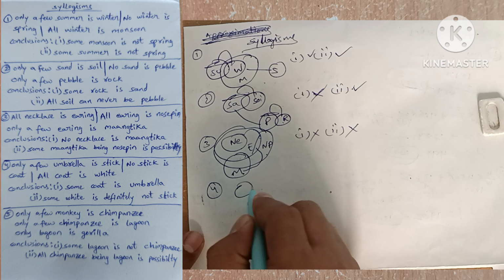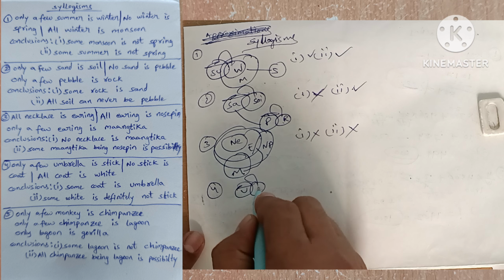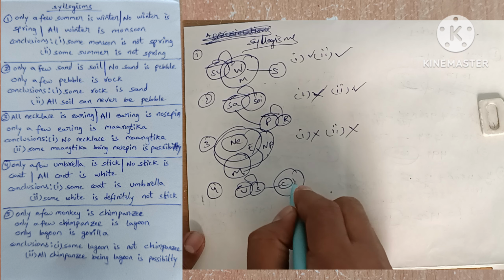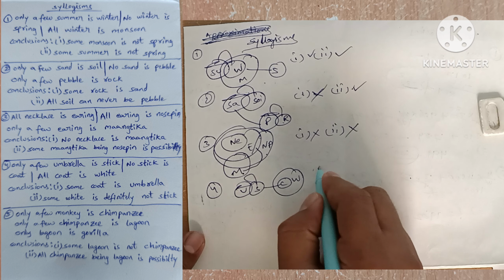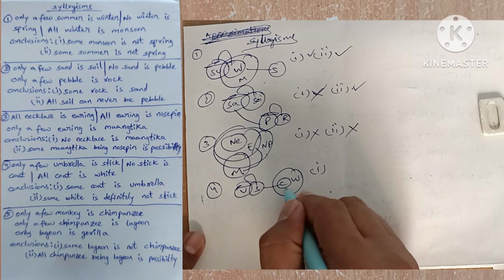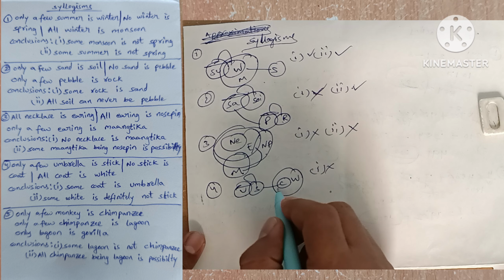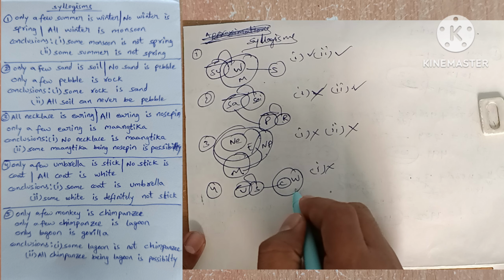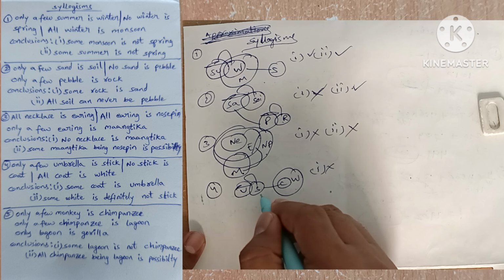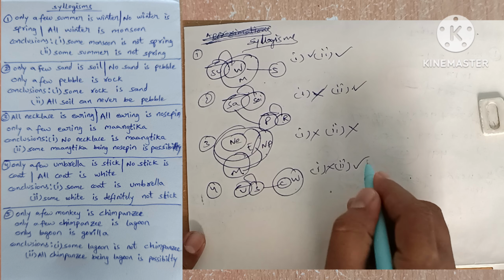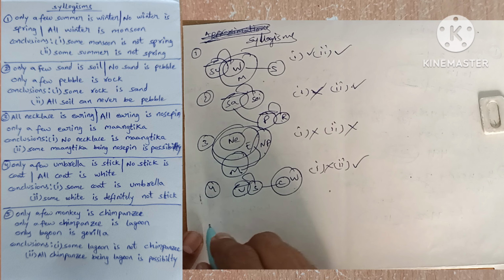Question 4. Only few umbrella is stick. No stick is coat. All coat is white. Conclusion 1: Some coat is umbrella. No. Conclusion 2: Some white is not stick. True. Second one is true.